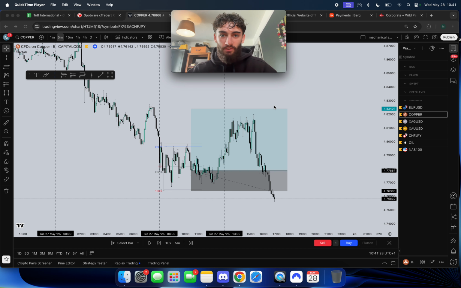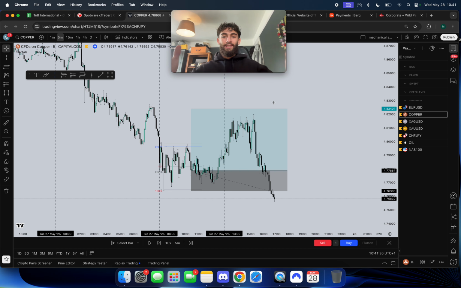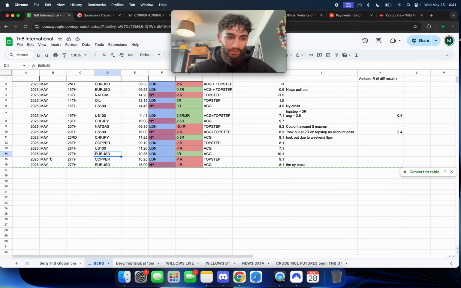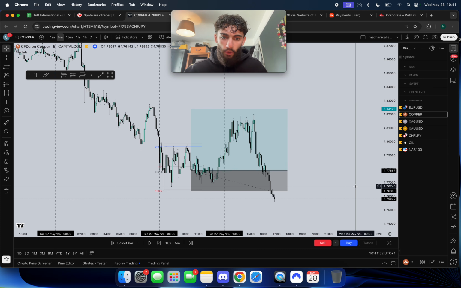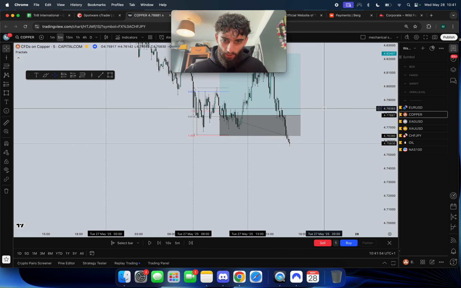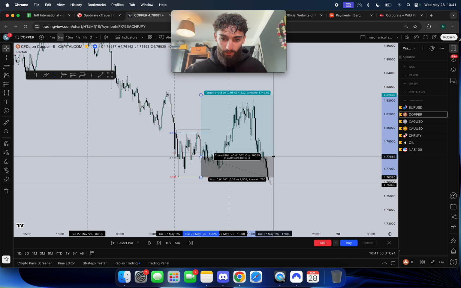But the topic of discussion is a trade recap. We took these 3 trades yesterday. 1 win, so the ACG was up 2R for the day, and then the top step was -1R because I didn't take the top step. Well, these two should actually be swapped around. I didn't take the euro on the top step because the copper trade came first, essentially. But we're going to go through all of them today. We'll start with the copper loss because don't we love losses.